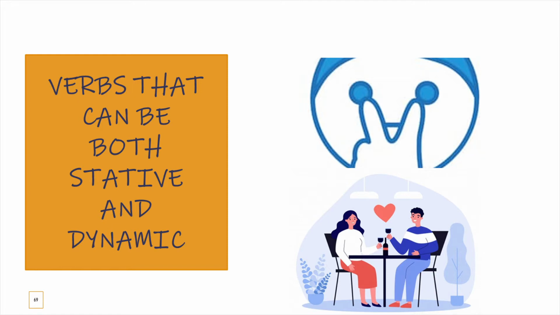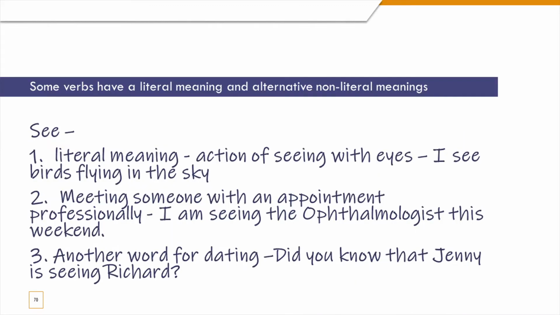Okay, as we know, one word can have multiple meanings, and depending on that the usage also changes within a sentence. So here we have two pictures which show verbs related to see. Okay, so see can be the act of seeing with your eyes, and seeing can also be dating someone. So let's look at such verbs which cause confusion most of the time.